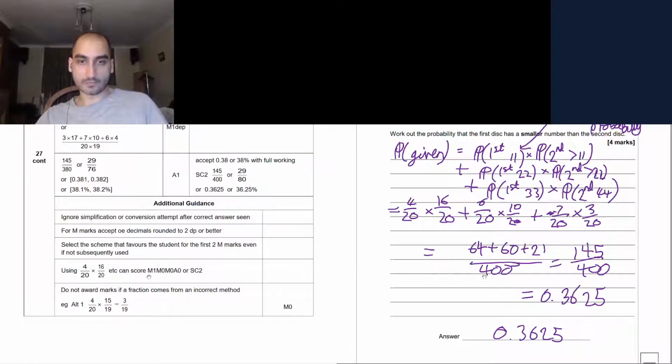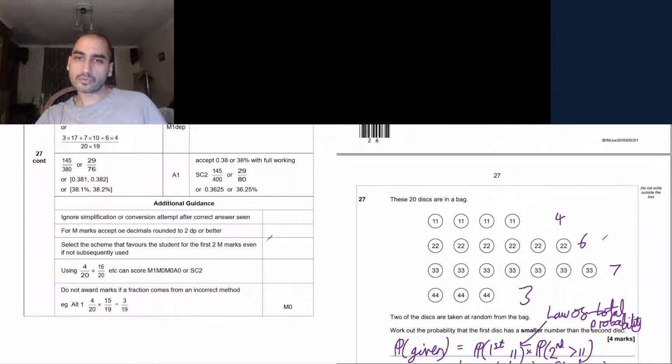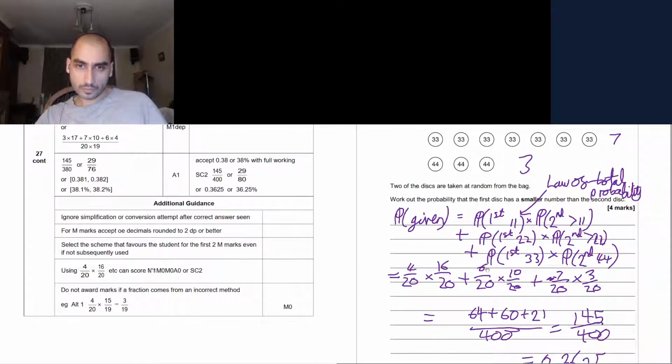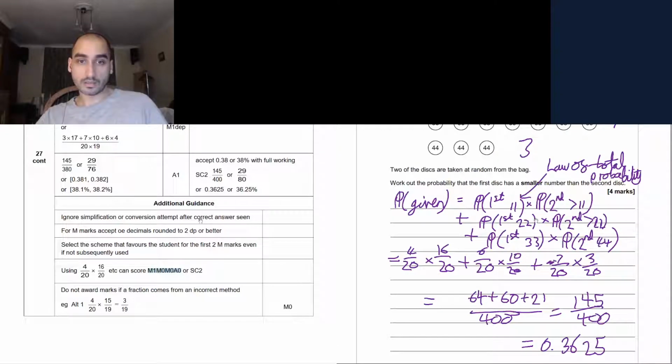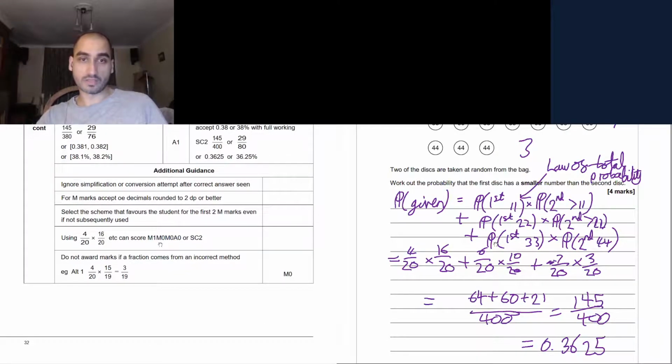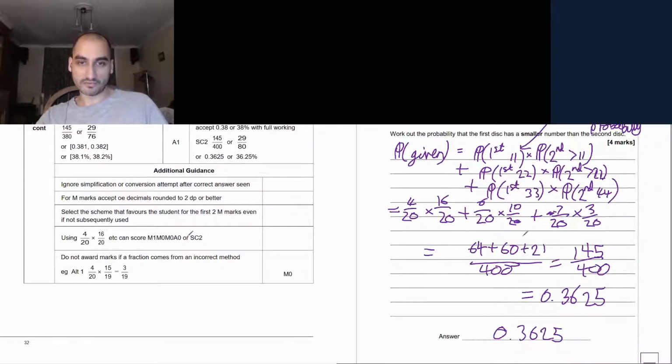Etc. Can score M1, M0, M0, A0. What does that mean? Or SC2? I think they're saying I get 1 mark altogether, and I get... No, wait. There's M1, M0, M0, A0. But that's 4. There should be 5 marks. No, it's 4 marks. Oh, so they're actually saying I only get 1 mark for the whole lot. Are you kidding me? I get 1 mark for all of this just because I put 20 instead of 19?